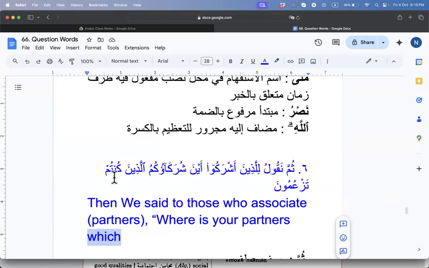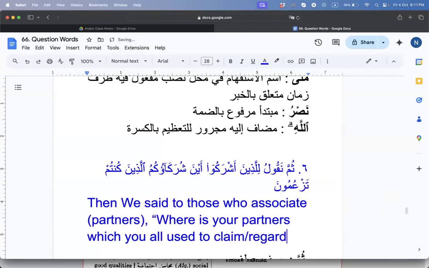Kuntum tazumun. You all were, you all used to... Yeah, basically, but it's stronger than that. Like claim, regard. You all used to claim or regard. Okay, it's a bit stronger than think.